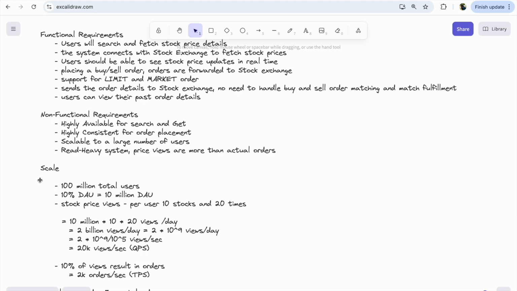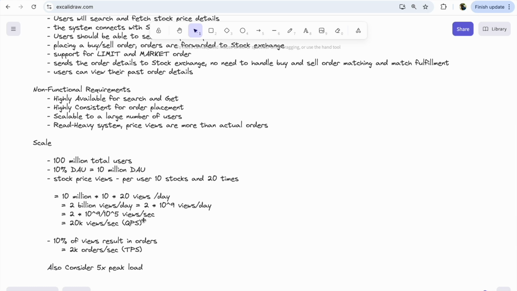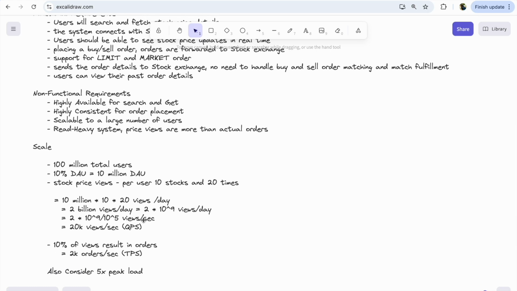Next I have assumed a few numbers for our scale. This may not be the actual current numbers of a stock trading app, but I have considered them for our design here. This is more or less realistic. So let's say 100 million total users. 10% of that is daily active users. So that means 10 million daily active users.